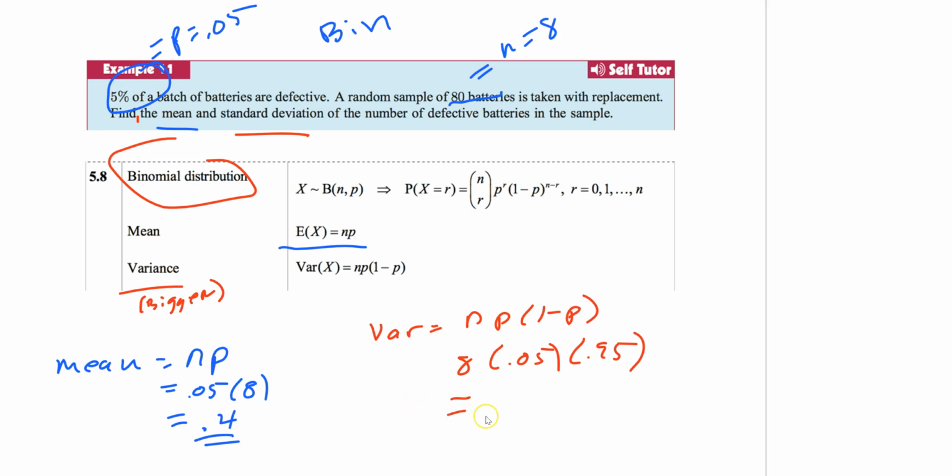Now again, I'm not done yet. That's my variance. I want standard deviation. Remember, all you have to remember is that variance is bigger. So this is the bigger one, and I want the smaller one. So I've got to square root it. So to get my standard deviation, I square root that.